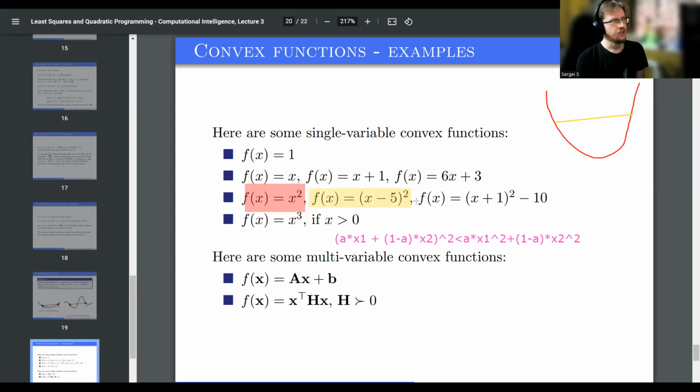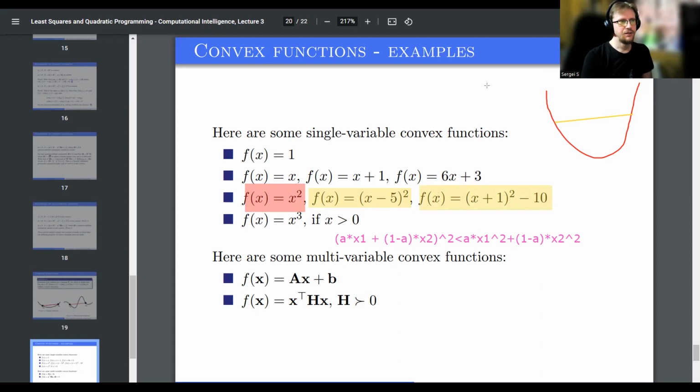Do you think it is convex or concave? Or non-convex? What do you think? Also convex. Yes, absolutely true. All parabolas that point upwards are convex. So this is also convex, for example. This is also a parabola pointing upwards. Good. So all of those are convex functions.